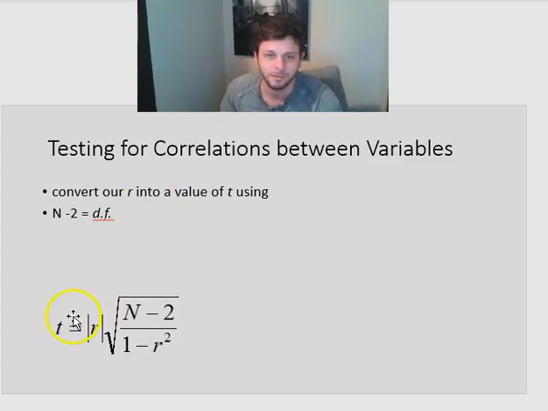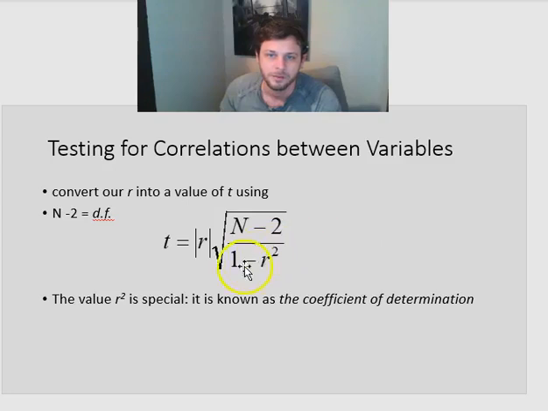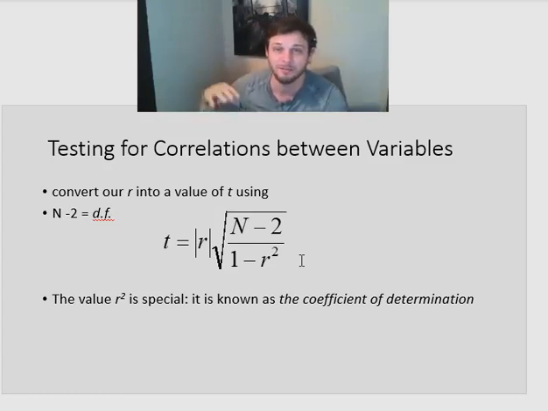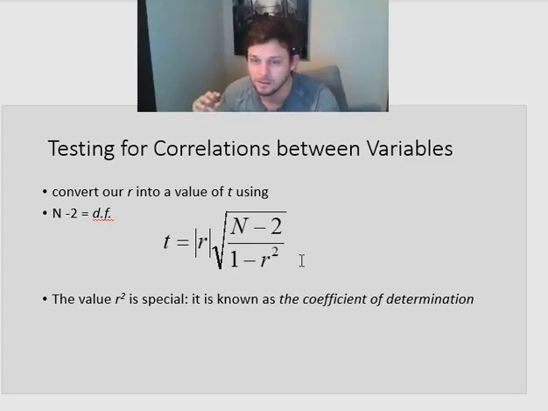Okay, so we get our absolute r value. This r squared is known as the coefficient of determination. So if you have an r squared of 0.9, that is telling you that 90% of the variation that we see in our samples is due to this correlation.